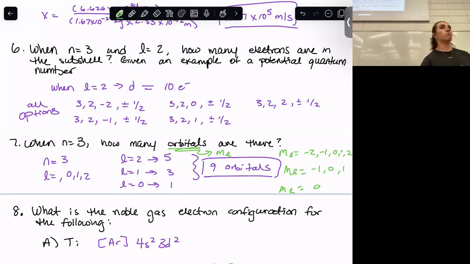How many electrons can I have? 18, great. Yes, so the subshell is SPDF, and the orbital is the orientation of where it is. So the subshell is determined by L, and the orbital is determined by M sub L.